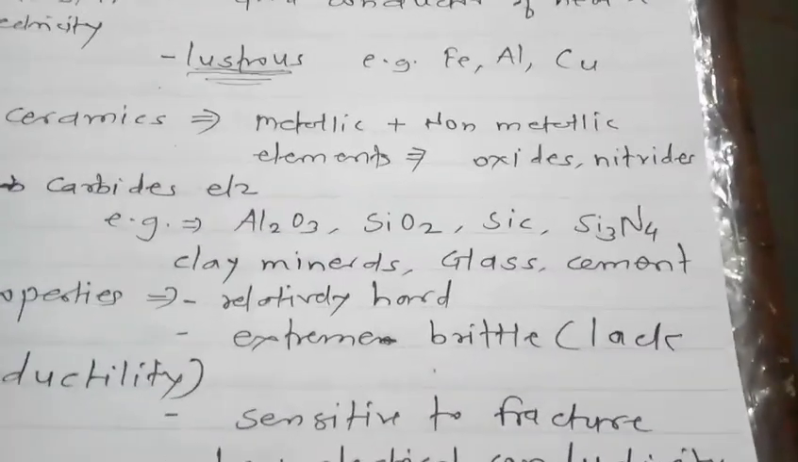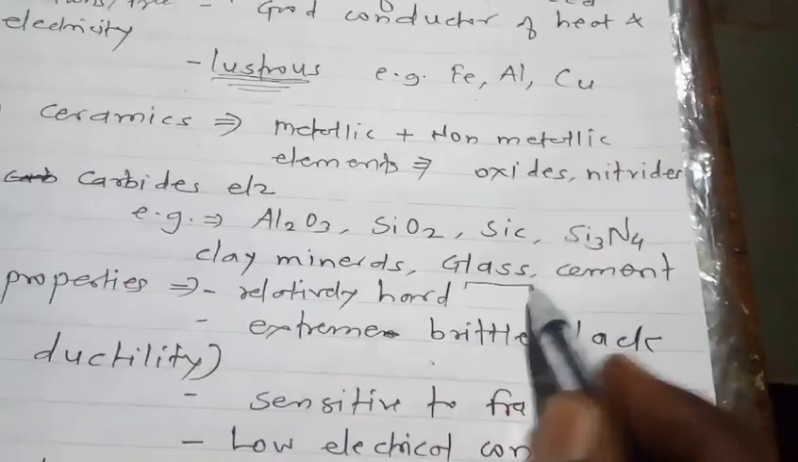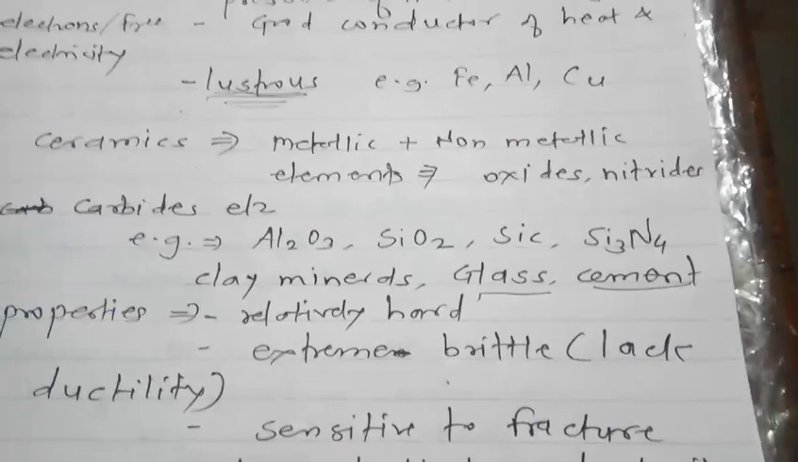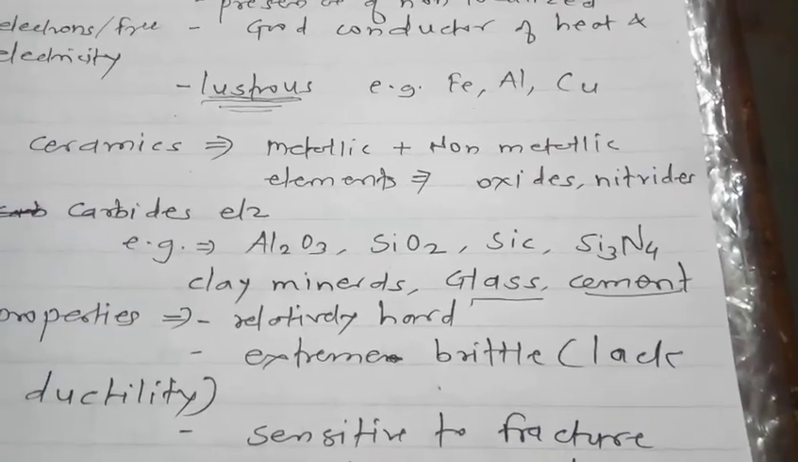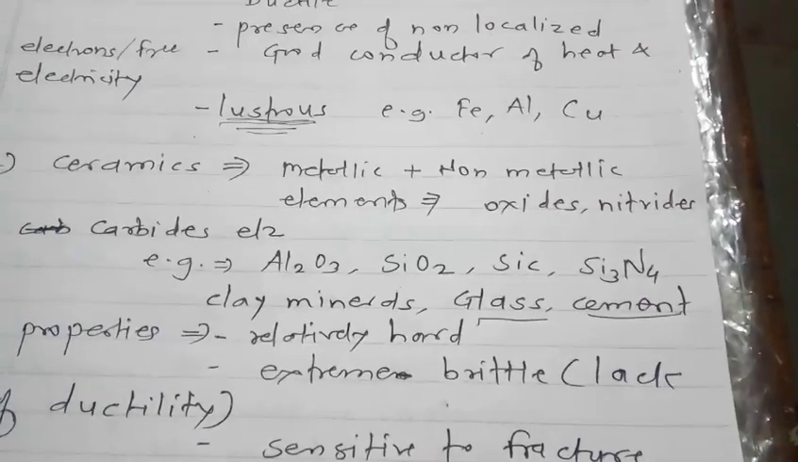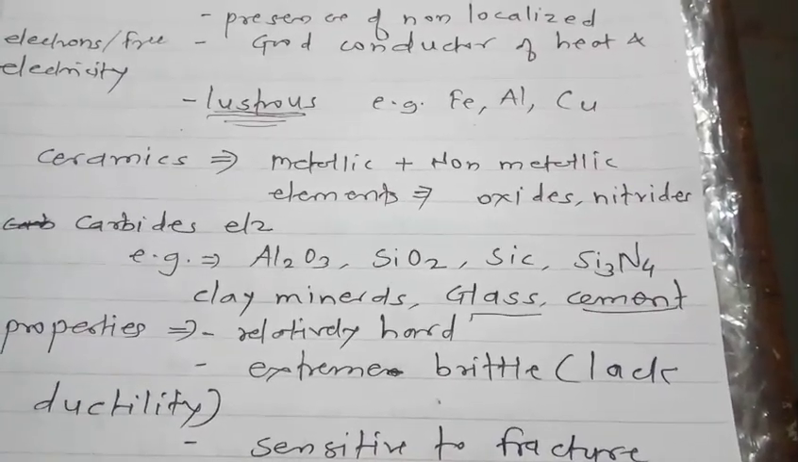Normal ceramics are clay material, glass, and cement. If you remember these two, cement is an example of ceramics, and glass is also an example of ceramics. If you understand these two important materials, you can definitely find out the properties of ceramics.